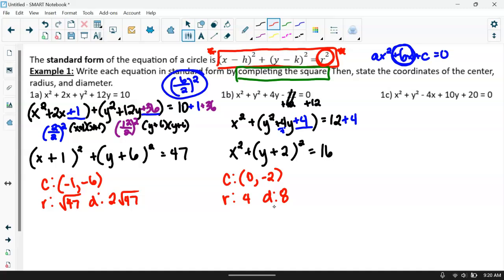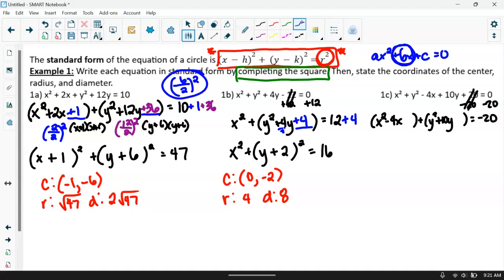Let's go ahead and do one more. All right, here we go. So what do you notice here? What do we have to do first? Subtract the 20. If it's already being added, don't add it, subtract. So to move this over so we can organize, we've got x squared minus 4x, leave your blank to complete the square here, plus y squared plus 10y, leave space here, is equal to -20.